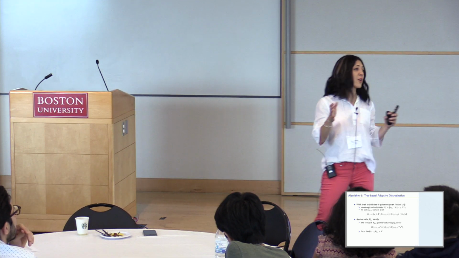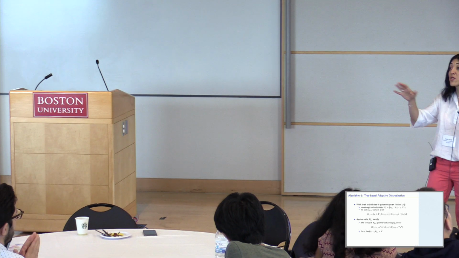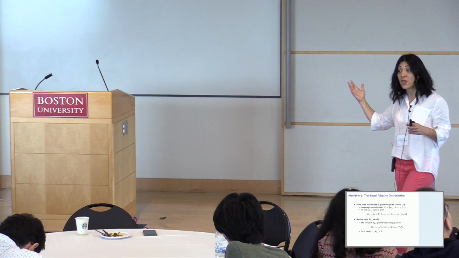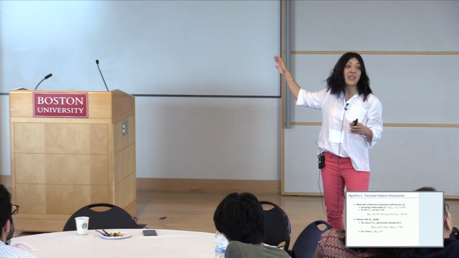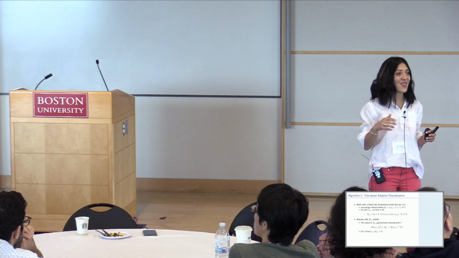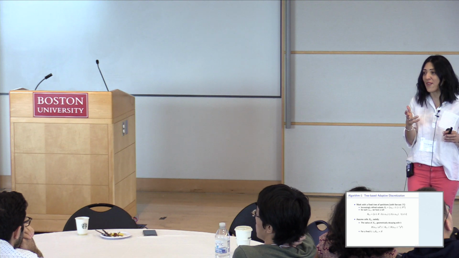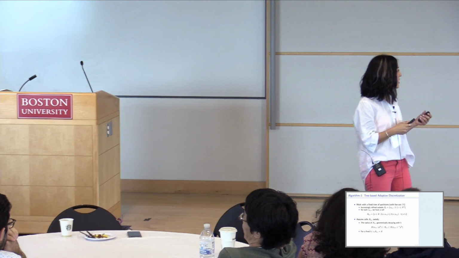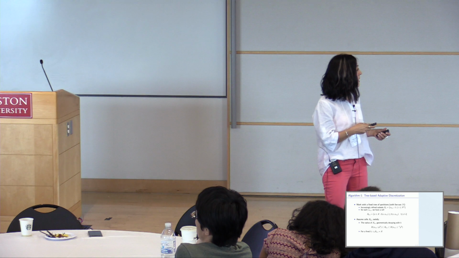For those of you who are not familiar with this literature, these are algorithms that people are using on real data sets. As you can see, I'm assuming a lot, so my algorithm can do a lot more, right? If I don't have the covariance structure, you'll be able to do this.